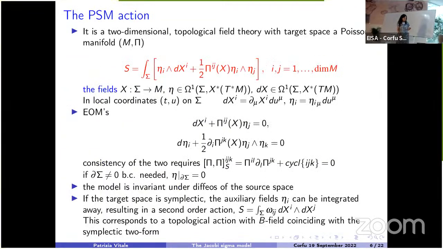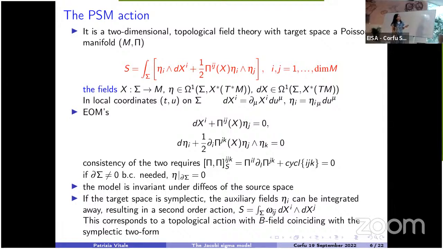Okay, so let me shortly review what a Poisson sigma model is. It is a two-dimensional topological field theory with target space a manifold which is endowed with a Poisson tensor Pi, capital Pi. The action is written here.